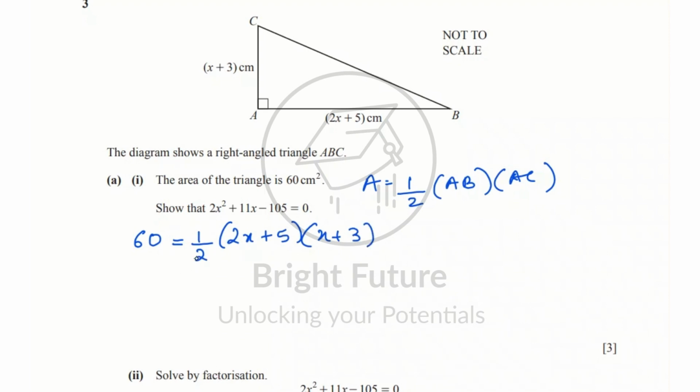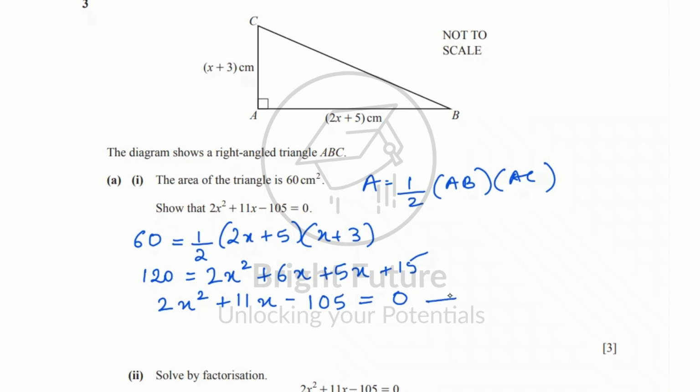Let this 2 go over there. So it becomes 120 equals 2x square plus 6x plus 5x plus 15. So this becomes 2x square plus 11x. The 120 goes on the other side and it becomes minus 105, which is equal to 0, hence proved. 1 mark for each step.